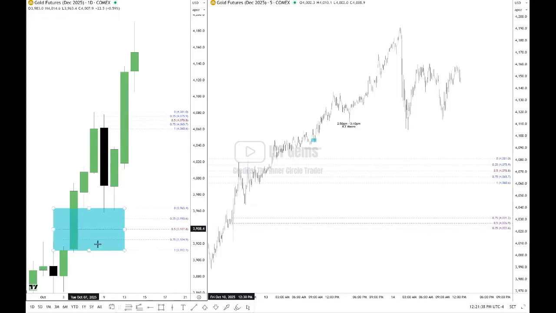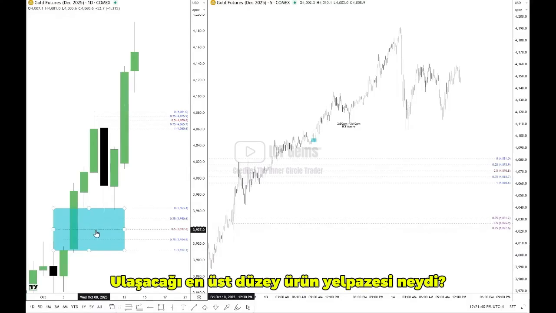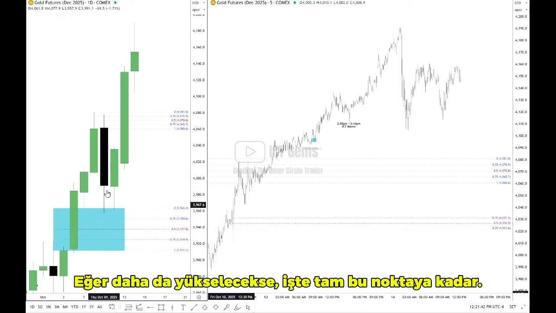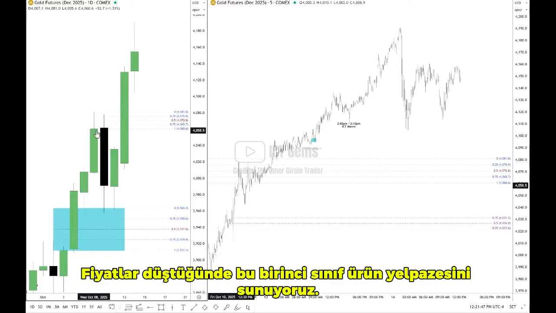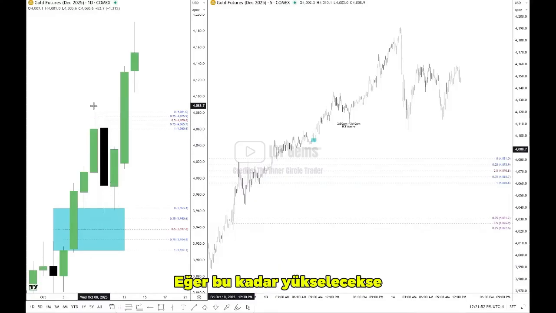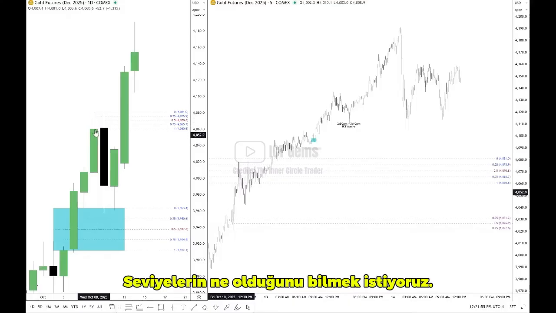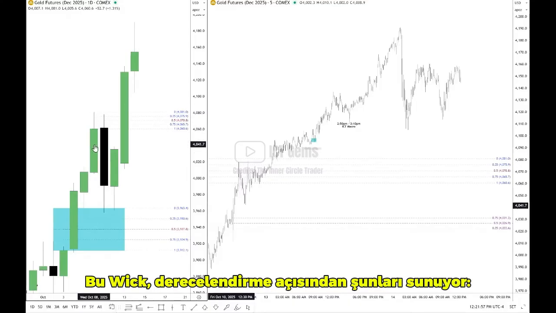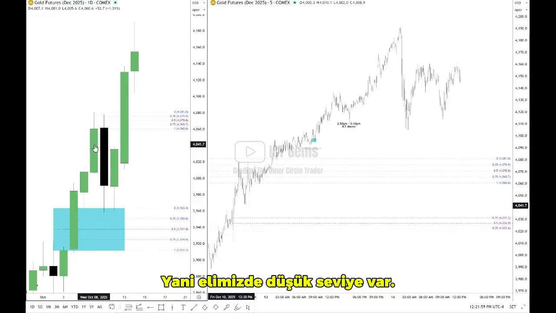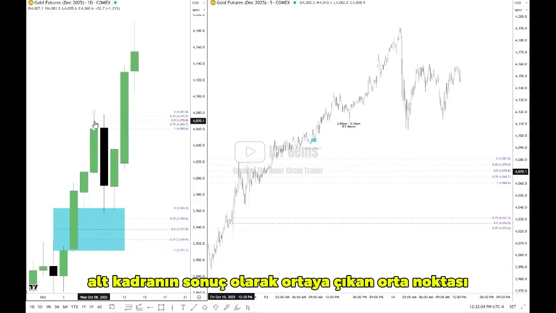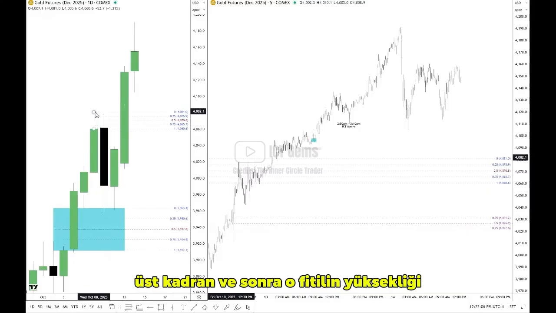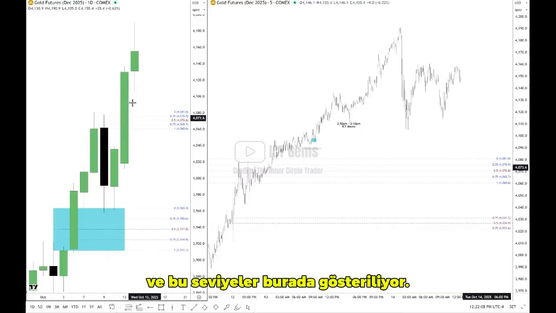But anyway, when it's down here, what was the premium array that it would reach to if it's going to go higher? This high right here. Since this is the highest wick compared to that one, this premium array, when price is down here, if it's going to draw up to this high, before it takes that high, we want to know what levels this wick offers in terms of grading it. So we have the low, which is the close of that candle, the lower quadrant, consequent encroachment, midpoint, upper quadrant, and then the high of that wick. And these levels are being shown here.